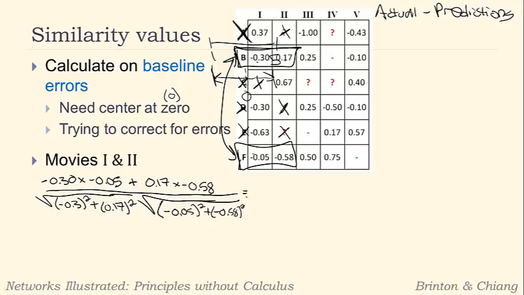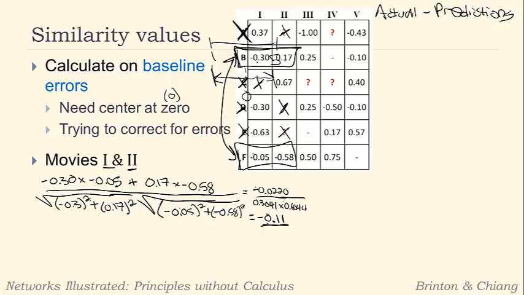Then if we do this out, we get negative 0.0220 over 0.3041 times 0.6044. Right, so this whole top comes to this, and this comes to this. And then that is equal to negative 0.11. Okay, so the cosine, or the similarity between movies 1 and 2, is negative 0.11.